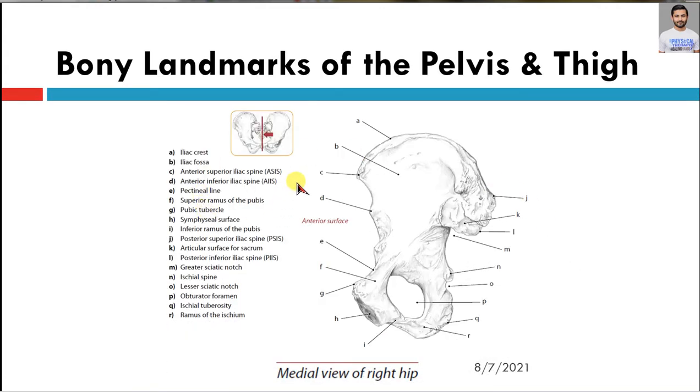So again, all these structures that we discussed, for example the ASIS and then the AIIS, anterior inferior iliac spine, similar to that, the iliac fossa, iliac crest. Then you can see the superior pubic ramus, inferior pubic ramus. Then this is the symphysial surface of the pubis, the pubic tubercle, the ischial tuberosity. Then this is the ischial spine, and just below the ischial spine you will find the lesser sciatic foramen, and above it will be the greater sciatic notch or the greater sciatic foramen. And then there is the obturator foramen in this region. These are present on both sides.